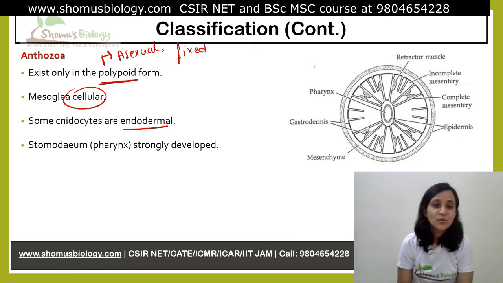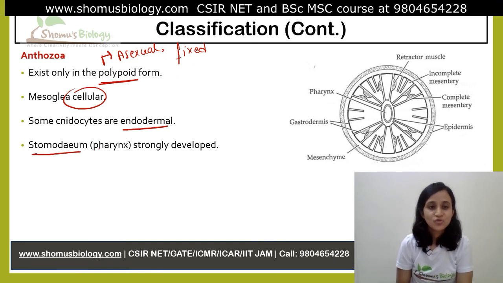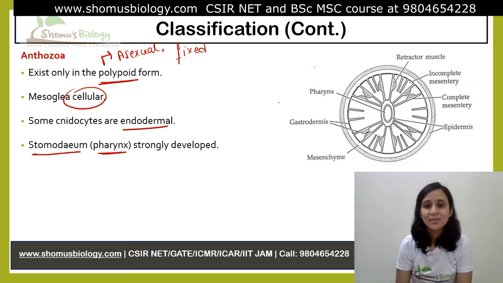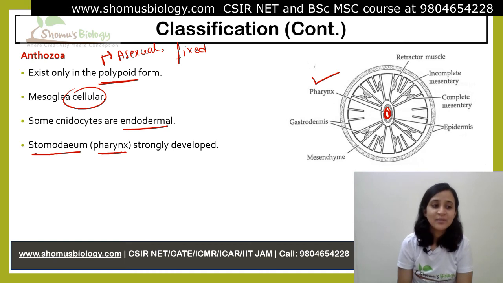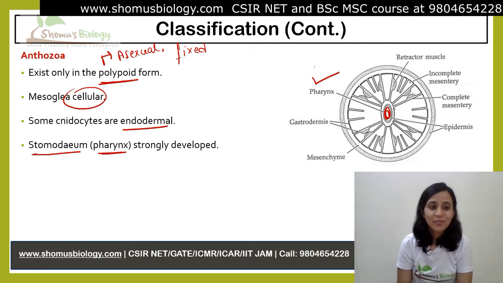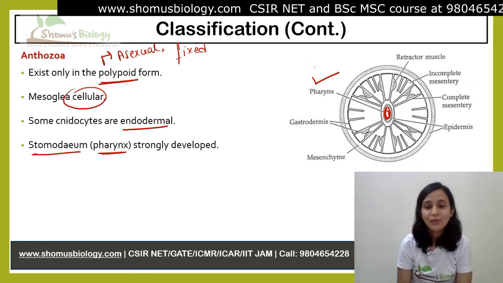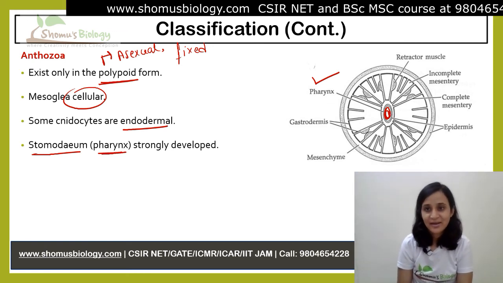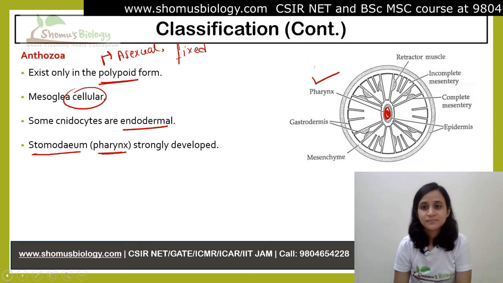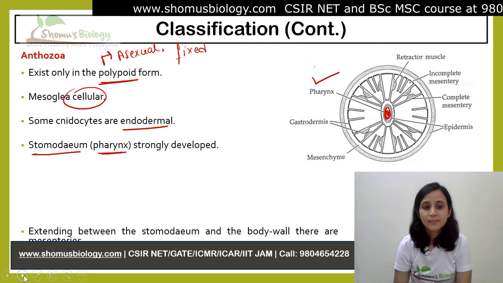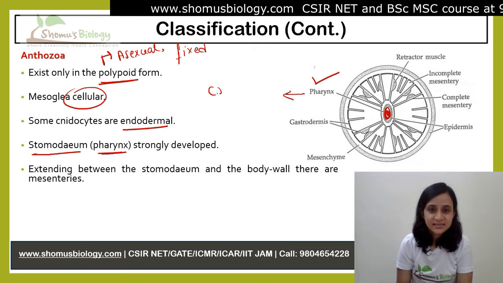Okay, stomodeum. Stomodeum strongly developed. So what is stomodeum? Stomodeum is nothing but this pharynx. So here you can see that the pharynx is very much strongly developed, and this pharynx structure, it actually connects mouth to the gastrovascular cavity, right? So this is the pharynx structure.